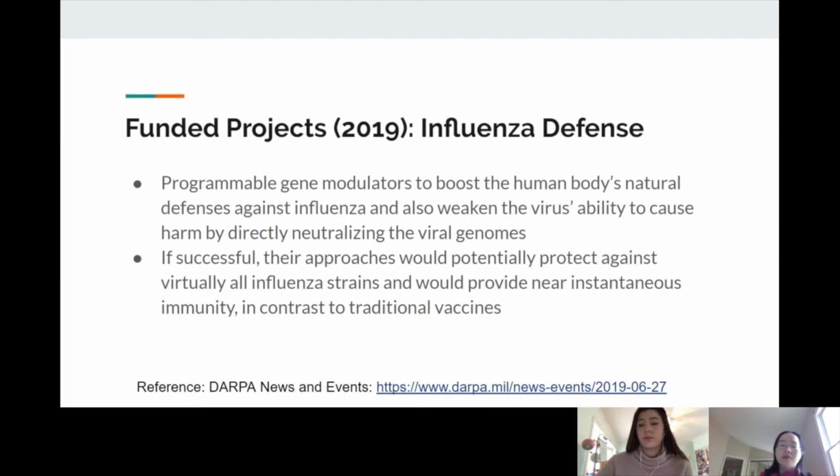So this is very different from the current vaccine, in which you have to get a vaccine every year because it evolves and each vaccine only protects you against a limited sample of influenza strains. This would also, if successful, provide near instantaneous immunity in contrast to traditional vaccines. For traditional vaccines, typically it takes a few weeks for the person to develop the immunity to the disease that the vaccine is for. But in this case, their approaches would instantly immunize the person. So you wouldn't have that lag time.